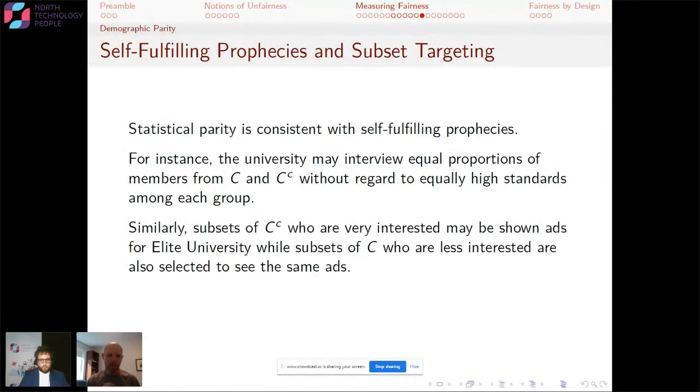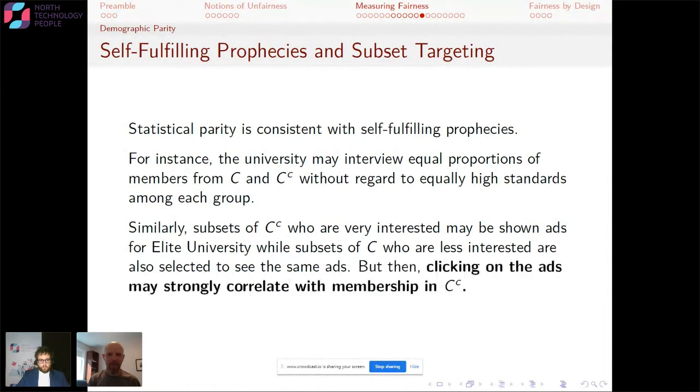You can also, again, with statistical parity, still show members of class complement who are interested ads to come join the university, and again, the wrong subsets of the protected class C the same ads, and therefore the people who will then respond to those ads are going to be biased towards our non-protected group. So again, statistical parity doesn't mean that you're actually picking the right subset or the right people. It just means that you're picking an equal number of people.